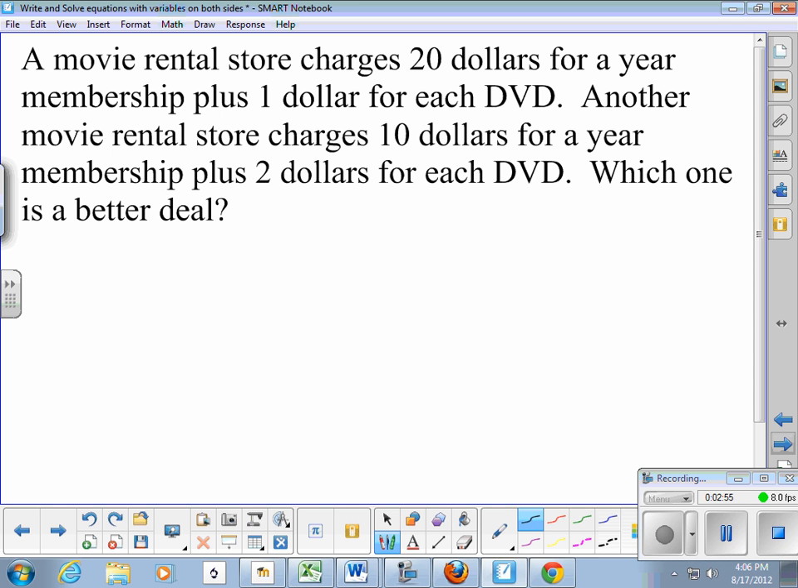Let's do another example. Let's say a movie rental store charges $20 for a year membership plus $1 for each DVD. Another movie rental store charges $10 for a year plus $2 for each DVD. So let's find the point where those two are equal, and then we can decide which one we want, because we know if we rent more than that or less than that.